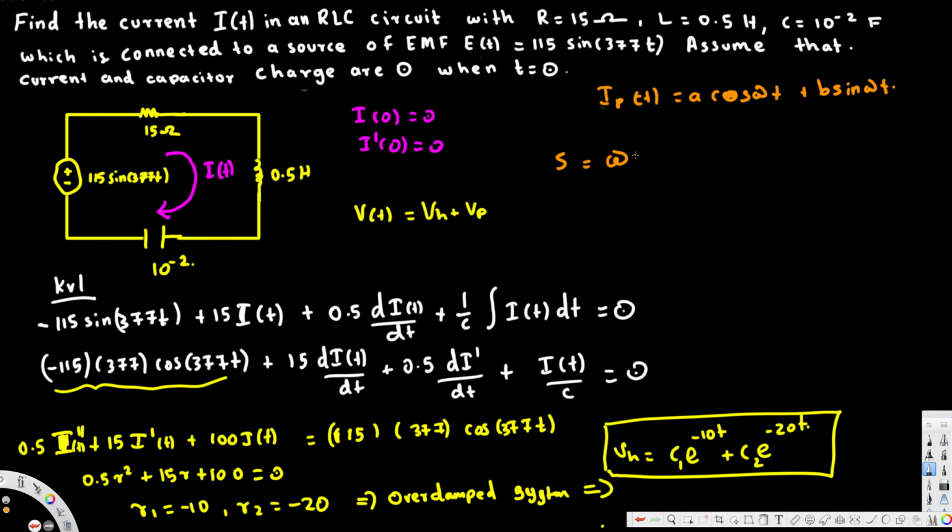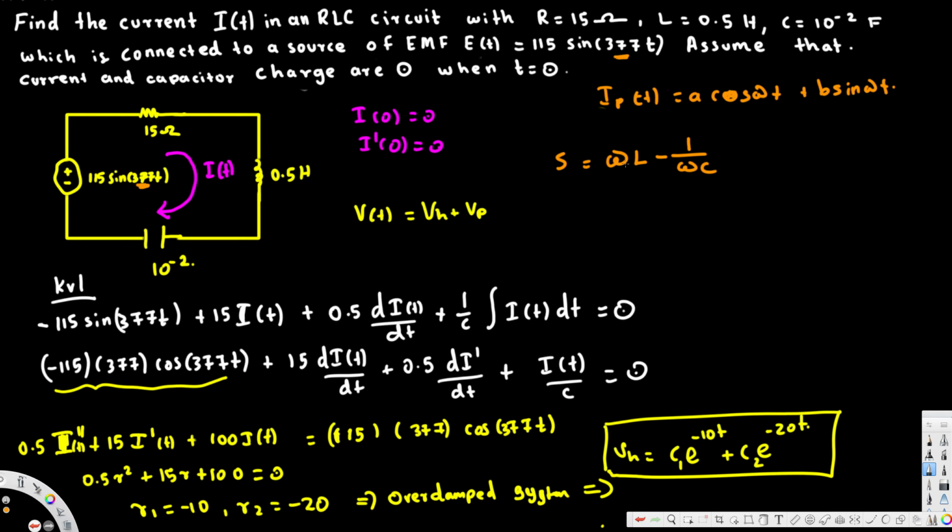Inductive reactance is given by omega L, minus capacitive reactance, which is 1 over omega C. In our case, omega is 377. We know that by looking at the given voltage source. In the voltage source, we have the value that multiplies t. That's our omega value, 377.